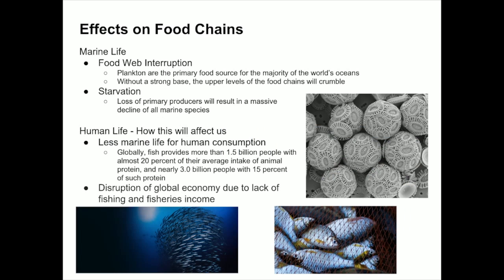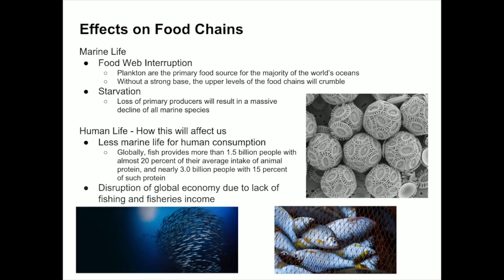Effects on food chains. Food web interruption. Plankton are the primary food source for the majority of the world's oceans. On the right, I've included an image to show that plankton rely on calcium carbonate for their calcified structure. Without a strong base, the upper levels of the food chains will crumble. Starvation. Loss of primary producers will result in a massive decline of all marine species. I'm sure we've all heard of bottom-up effects, so this shouldn't be too surprising to anybody. If the bottom of the pyramid crumbles, the entire thing will collapse.